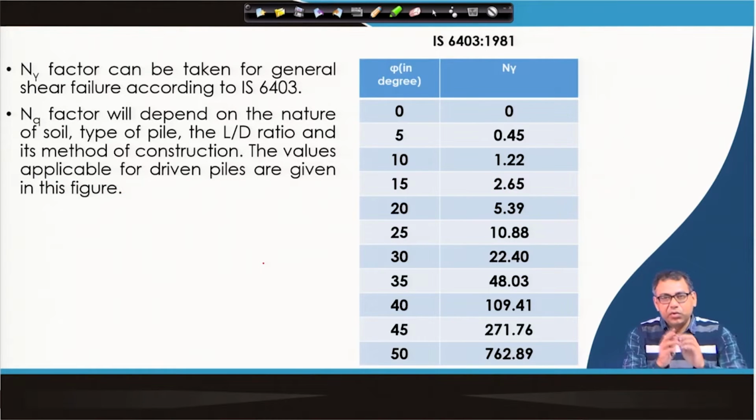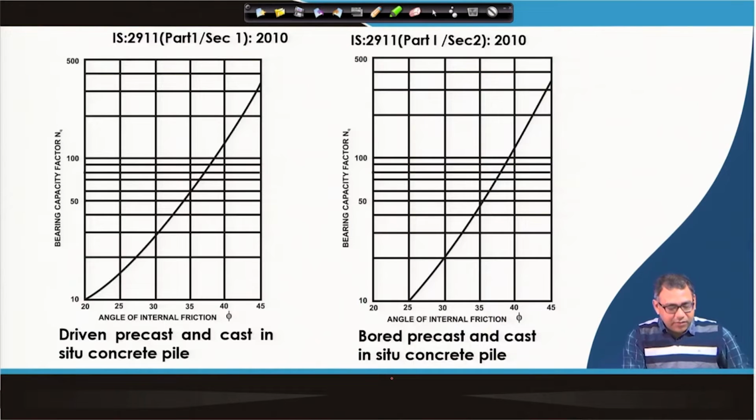Now, there are two bearing capacity factors, N gamma and NQ. For N gamma, you have to use the N gamma that we use for the shallow foundation, and this is the value of N gamma for different phi values. The NQ we will get from this chart, where this is NQ versus friction angle. The left hand side chart is for the driven pile and the right hand chart is for the bored pile. So, from here we can get the NQ corresponding to different friction angle values.